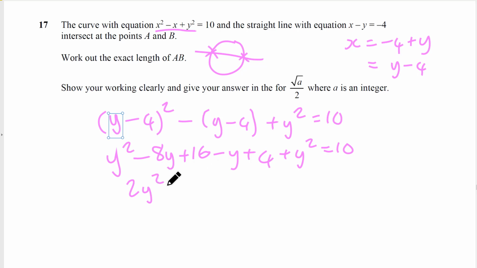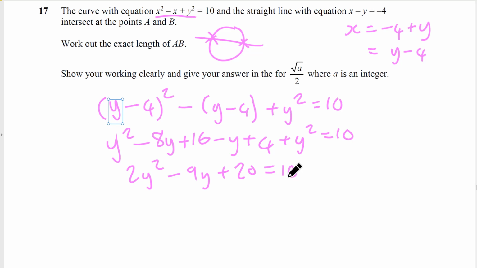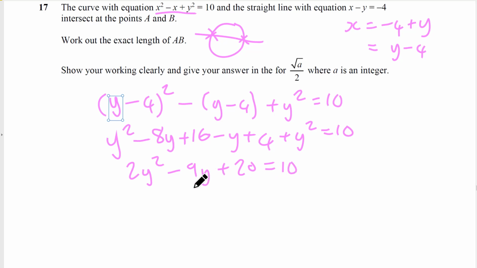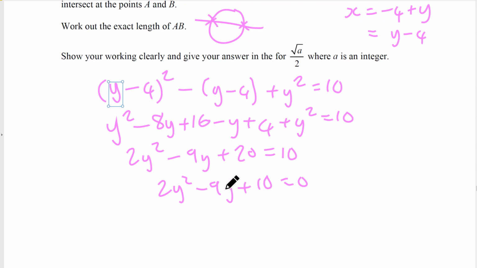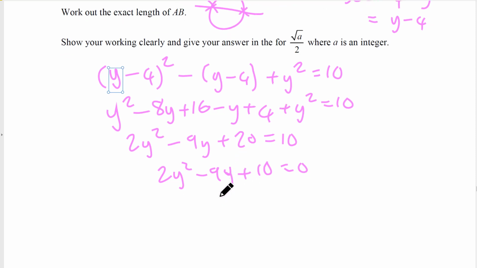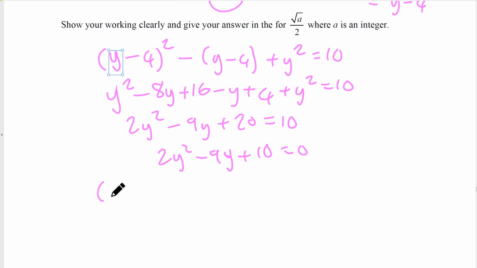So we're going to get 2y squared minus 9y plus 20 equals 10. We want to set that to 0. So we're going to get 2y squared minus 9y plus 10 equals 0. Now we want to factorise that. So whatever is your preferred method of factorising. When it's 2y squared, it's quite easy to do by inspection, but I don't want to teach you a new skill.